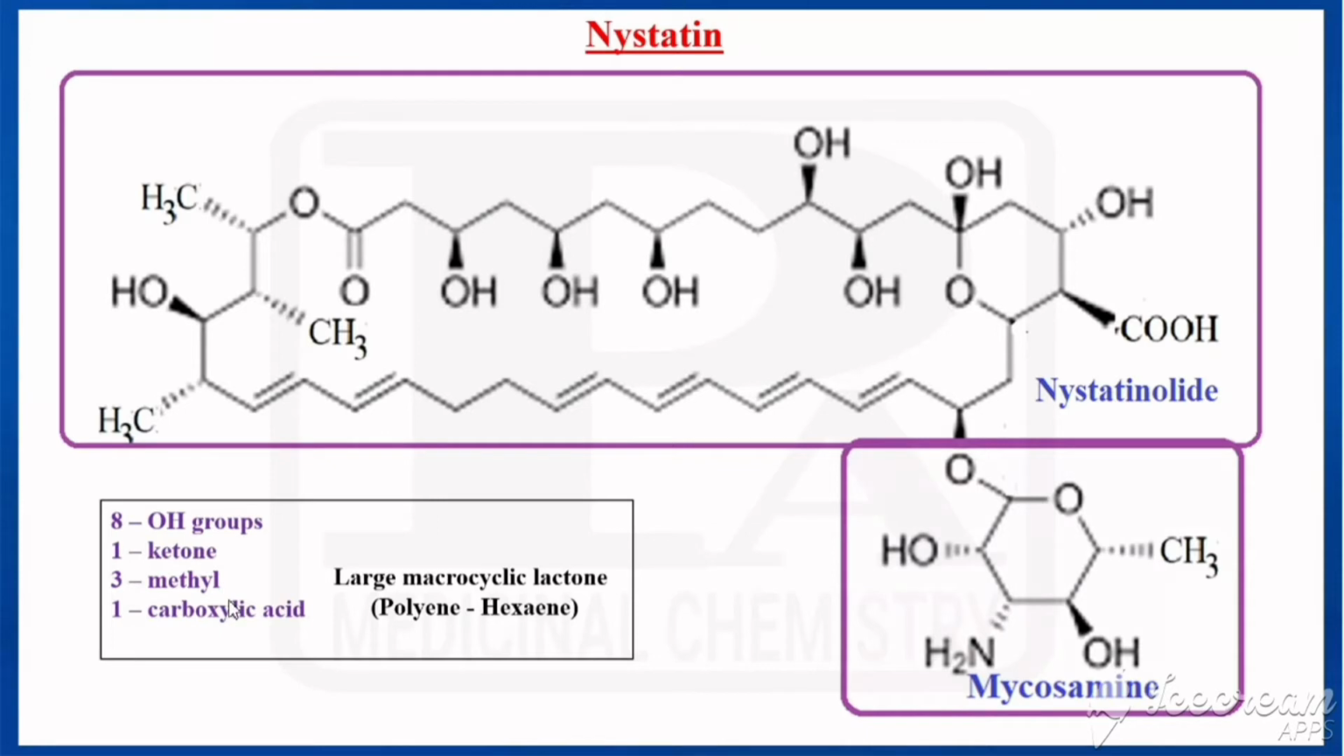So these are the same, but what is the difference? The position of those two hydroxy groups would be varied. And another one is this double bond was absent in nystatin, whereas that is present in amphotericin B. Amphotericin B is a heptaene that is having 7 double bonds, whereas this is a hexaene, that is 6. 1, 2, 3, 4, 5, 6. So it is having only 6 double bonds. That's why it is a hexaene.